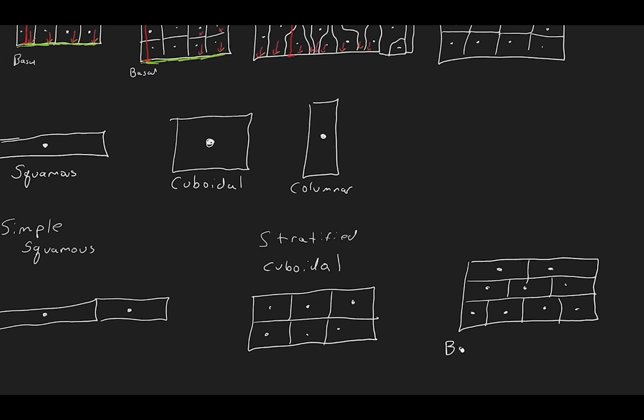Here's my basal side, here's my apical side up here. This is a stratified epithelium because as I go through, I can pass through multiple cells, right? And not every cell, like this cell up here, does not touch the basement membrane. This one does, this one doesn't. So this is a stratified epithelium.